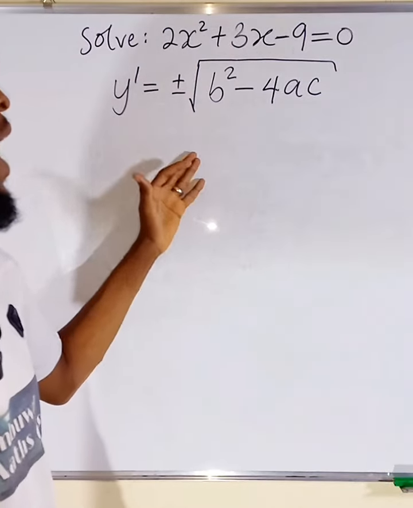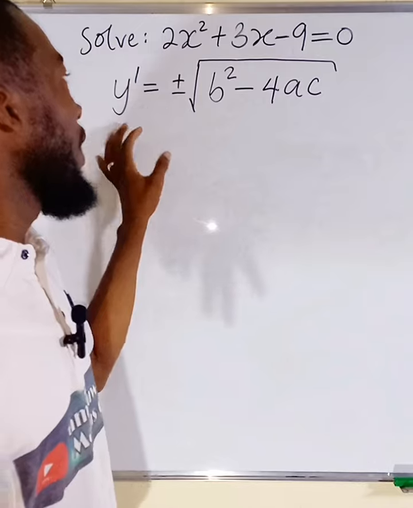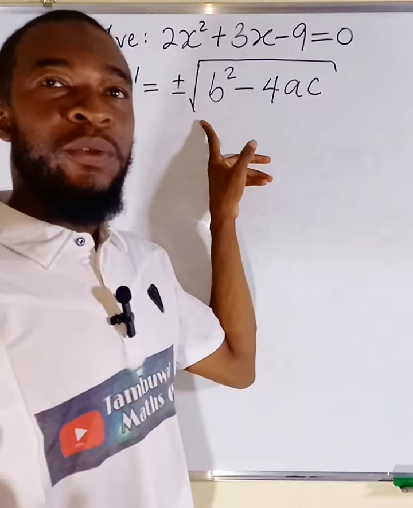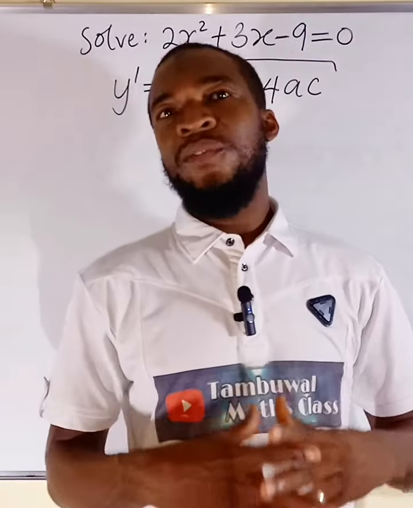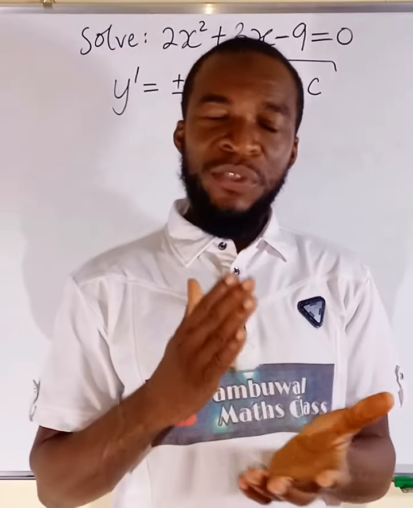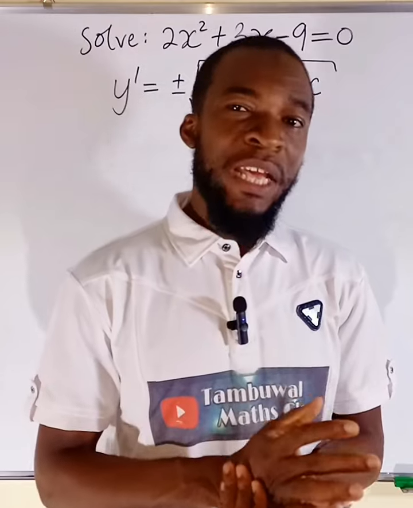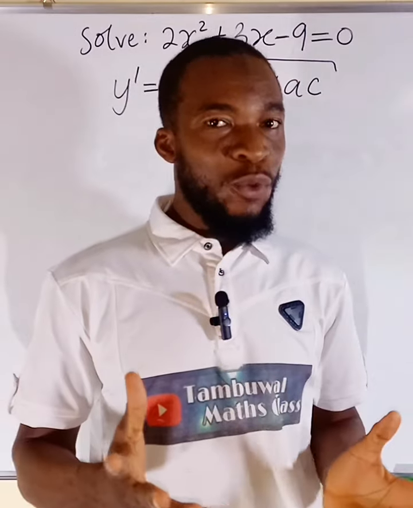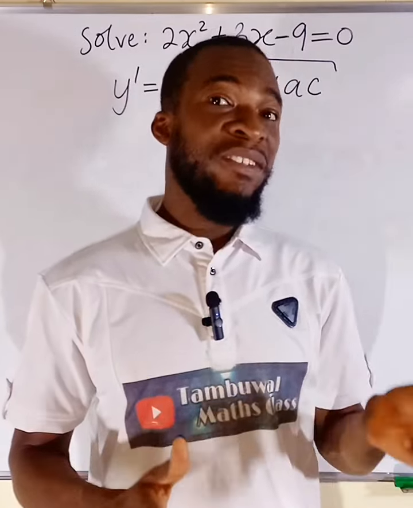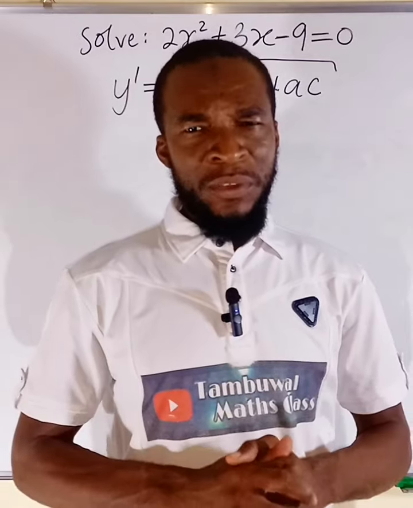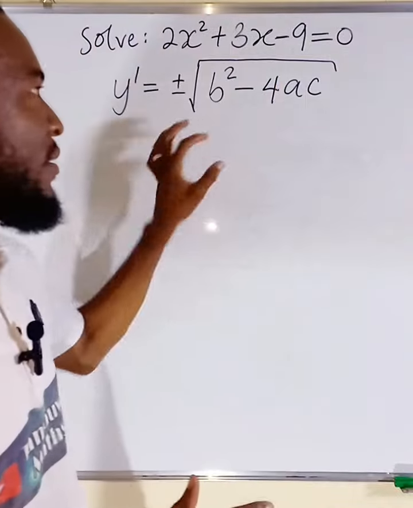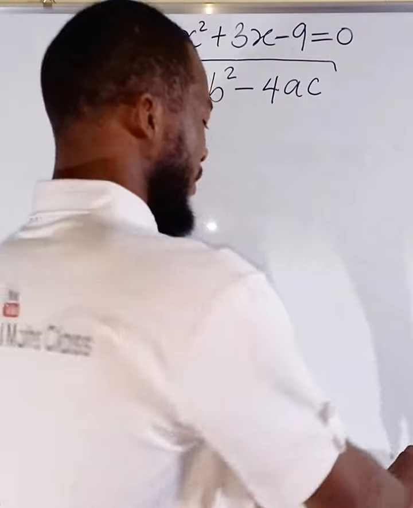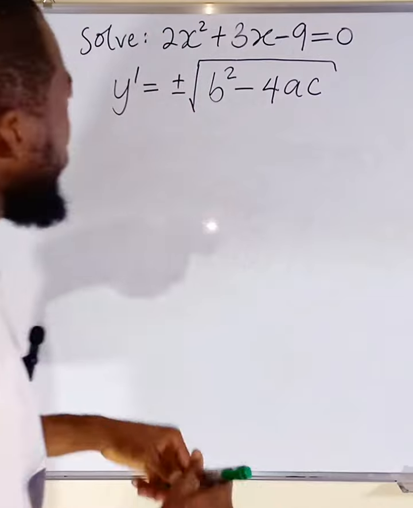In this tutorial we are going to apply a very simple formula to solve a particular quadratic equation, and the formula is y prime equal to plus or minus the square root of b squared minus 4ac. I was the one that formed this formula yesterday after going through a particular formula used by another content creator called Mr. Lecturer 101. So after analyzing his formula, I realized I can simplify it to this. So let's apply it in at least two questions.